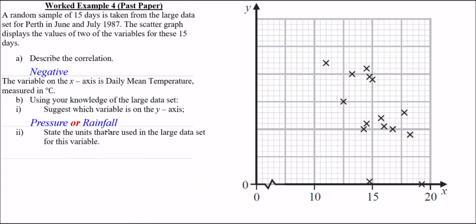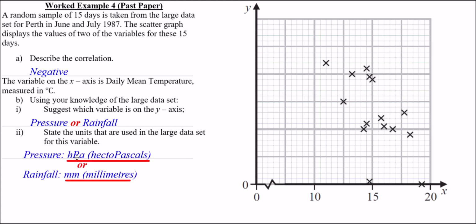So state the units that are used in the large data set for this variable. If you did go for pressure, which would be strange but allowed, it'd be hectopascals, or if you put rainfall, which I would suggest you do, rainfall's measured in millimetres, which you can put as either mm or write millimetres.